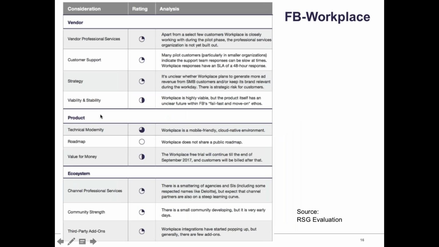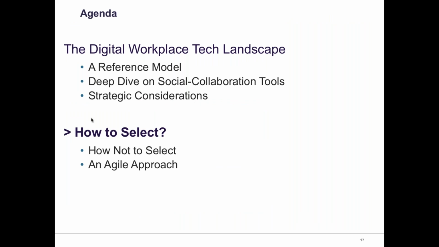We definitely spend a lot of effort on this in our research, more and more in terms of strategic considerations with respect to things like vendor professional services, customer support, viability and stability. Technical modernity is a big one, because we find that technical debt is a huge issue, value for money, and then this huge ecosystem. So again, with Facebook, the ecosystem is really just kind of forming. Facebook has not put a lot of effort into this, and really seems to want to go direct to market. We consider that to be something of a strategic long-term risk with this particular platform.